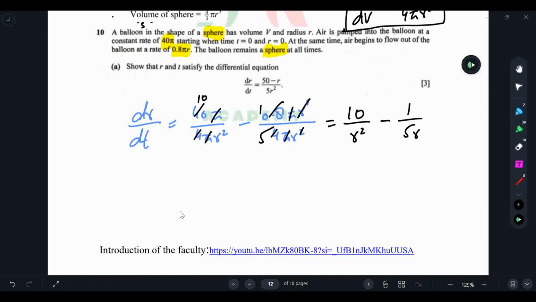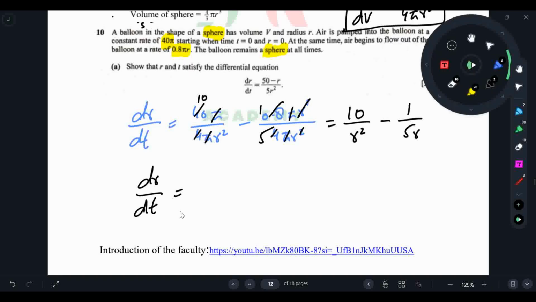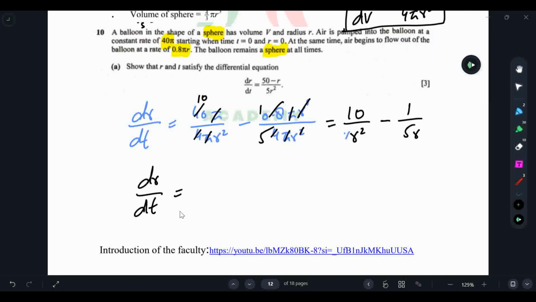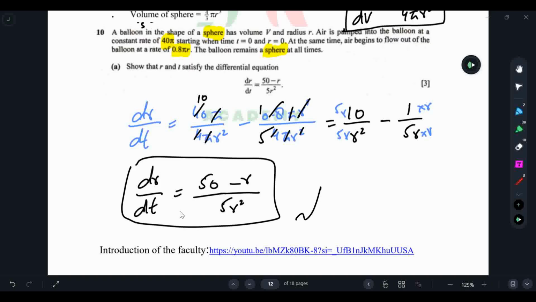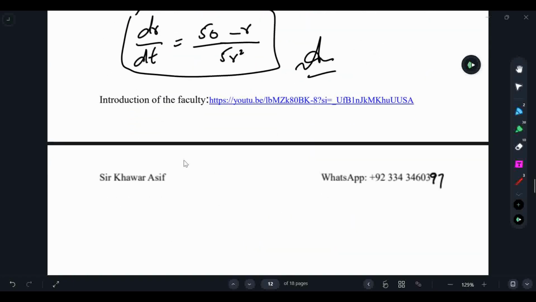Now if we take the LCM, dr by dt will be equal to, we have to make the same denominator. So multiply with 5, and multiply with r, and we will get (50 minus r) divided by 5r square. That is what we need to find out. I hope that the concept is clear. Let's move to the second one.